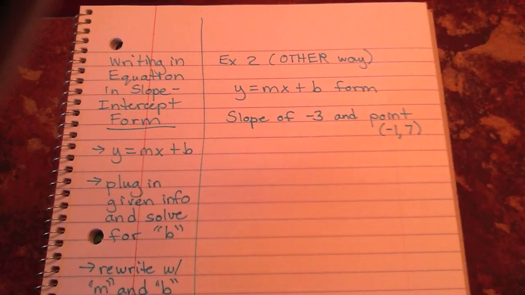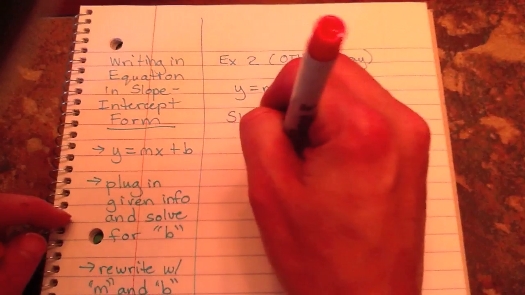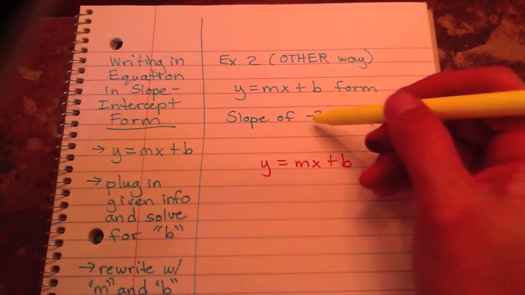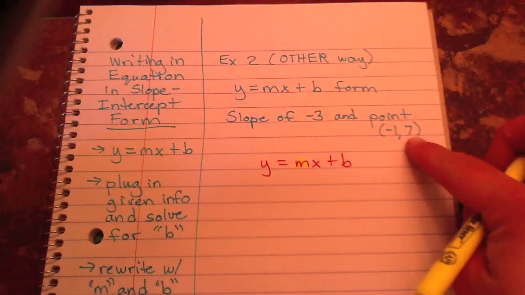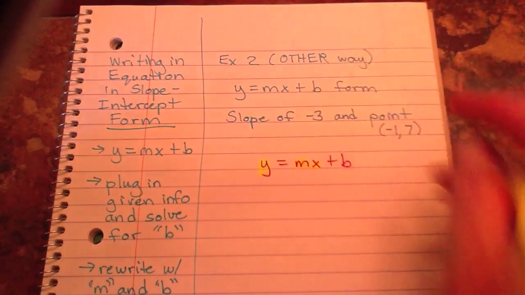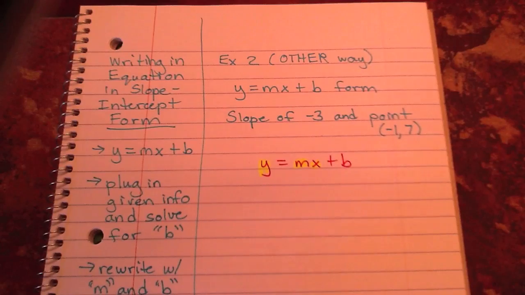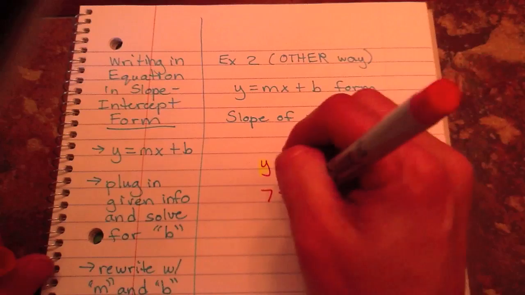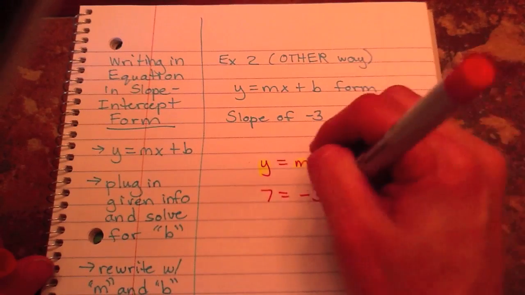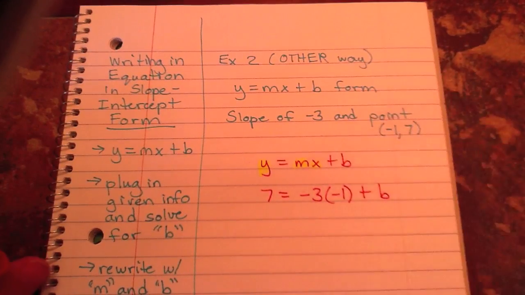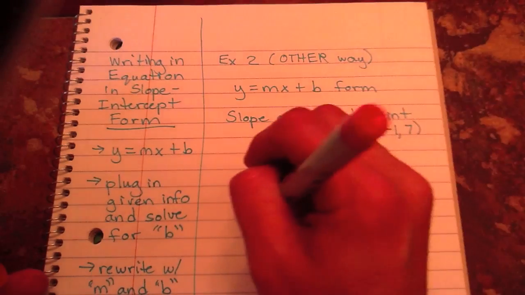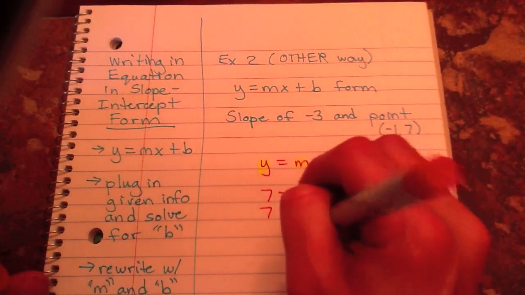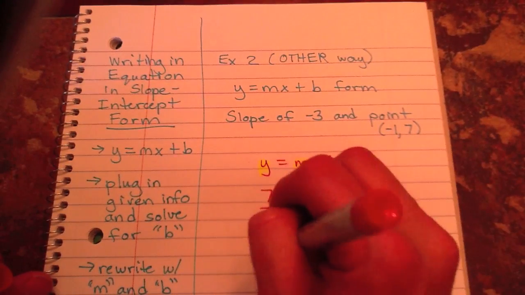When you're thinking about y equals mx plus b, you have m right here, and they gave you a point, an x and a y. So you have x and you have y. You're going to plug those in and find b. So here's my y: 7 equals m, which is -3, times x, which is -1, plus b. 7 equals 3 plus b. Subtract 3 from both sides, and now you have your b.